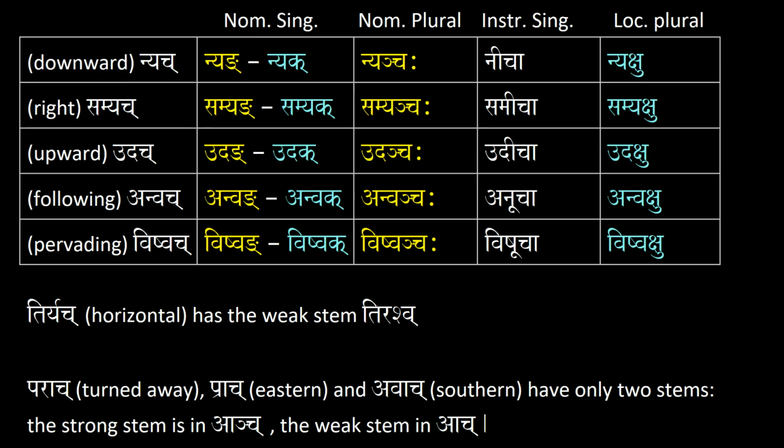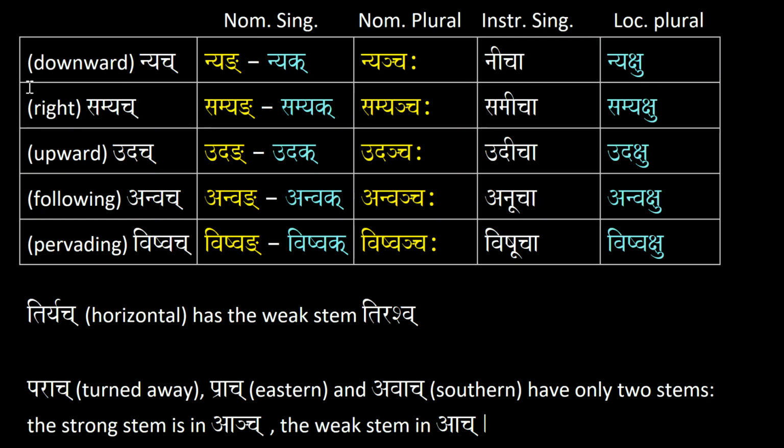We will be continuing with directional adjectives that have three stems. So we have the following words. Again, they're color coded. Yellow is the strong stem, the blue is the middle stem, and the white is the weak stem. So yellow strong, blue middle, and then white weak.